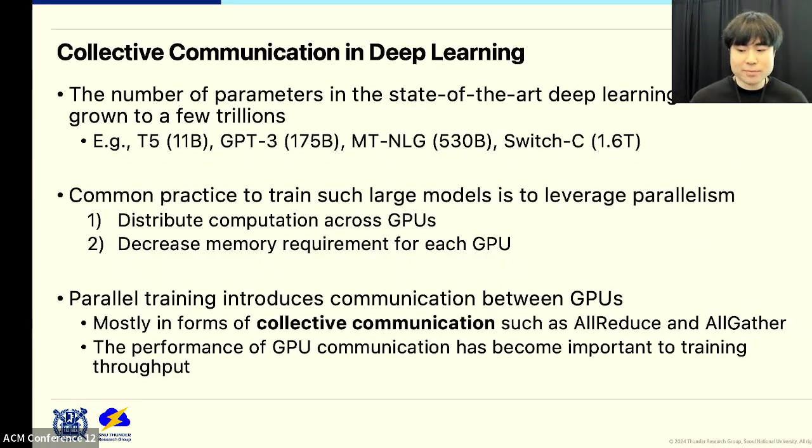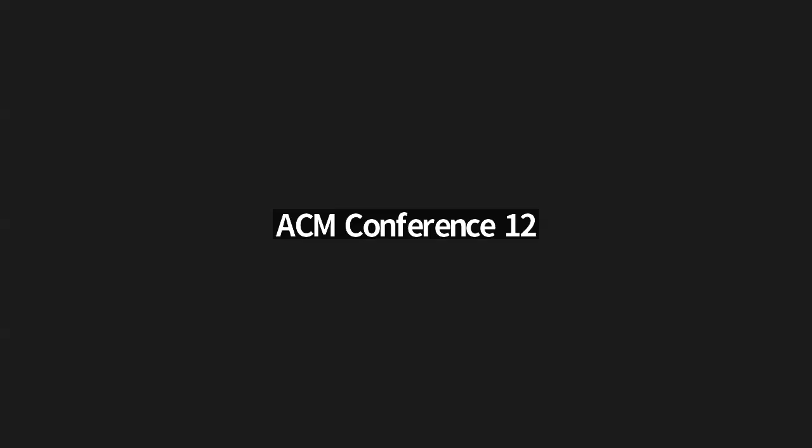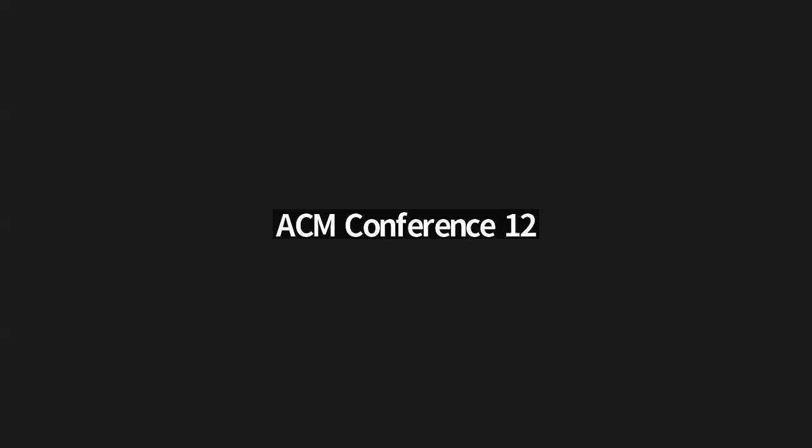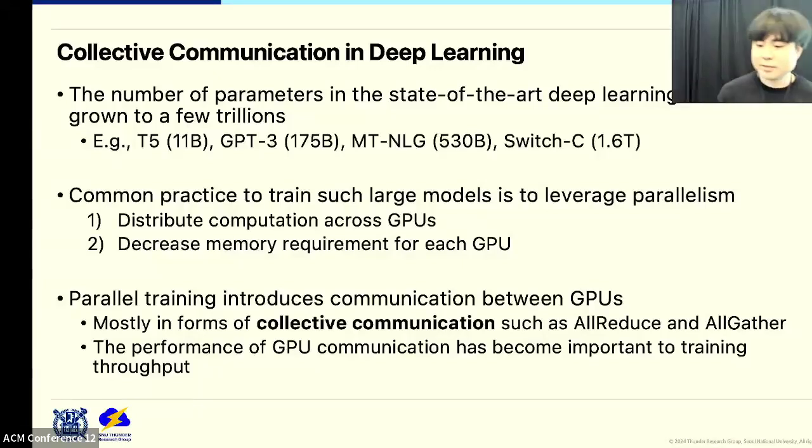Nowadays, the number of parameters in state-of-the-art deep learning models has grown to billions and even trillions. So training them on a single GPU is infeasible. The common practice to train such large models is to leverage parallelism. With parallelism, we can distribute computation across GPUs, or we can decrease the memory requirement for each GPU. However, parallel training introduces collective communication, such as all-reduce and all-gather. Thus, the performance of GPU communication has become critical to training throughput.